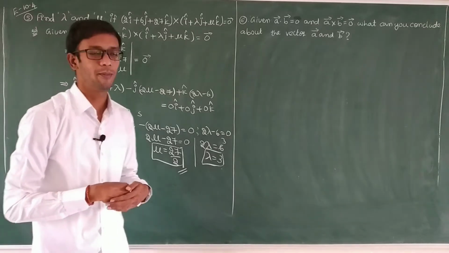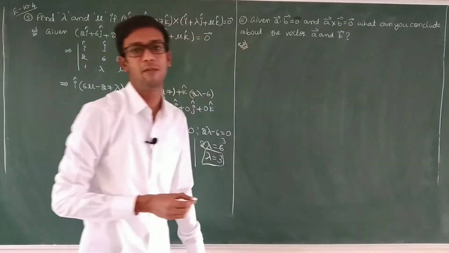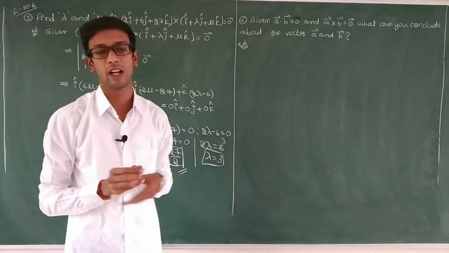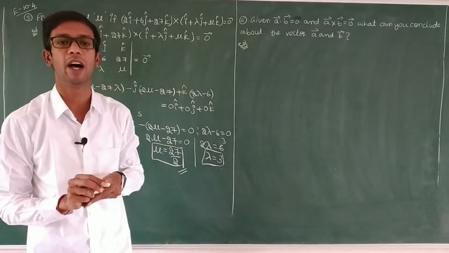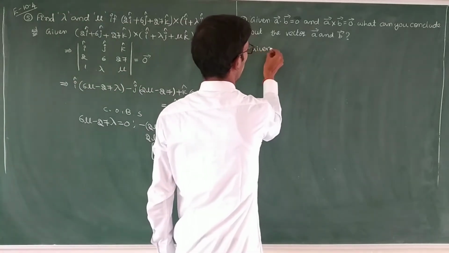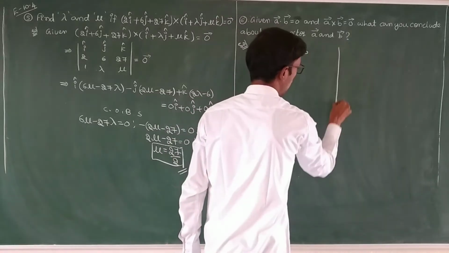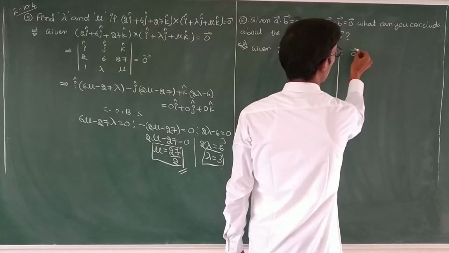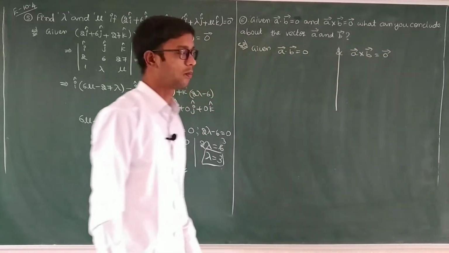Next, problem number 6. Given that a bar dot b bar equal to 0 and a bar cross b bar equal to 0, what can you conclude about the vectors a bar and b bar? First of all, I will write it. Given a bar dot b bar is equal to 0, and a bar cross b bar is equal to the 0 bar vector.